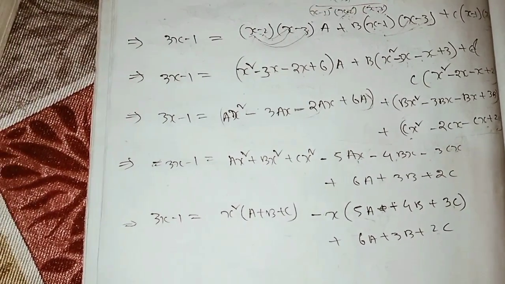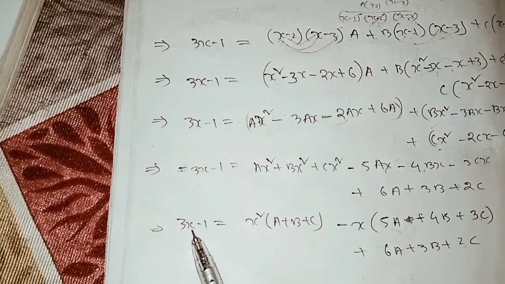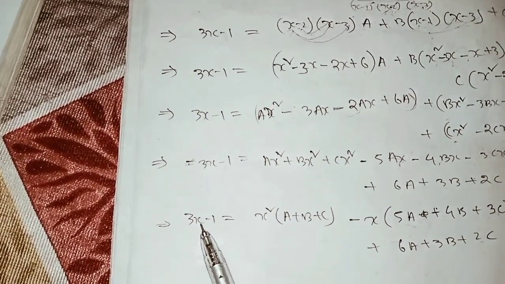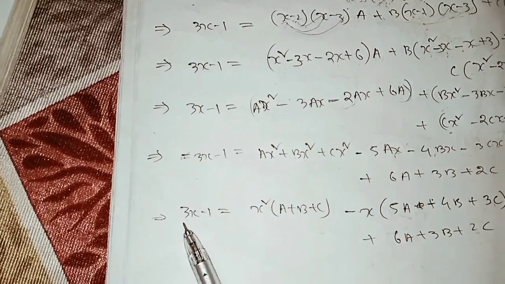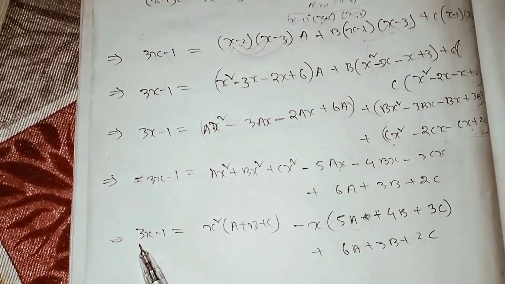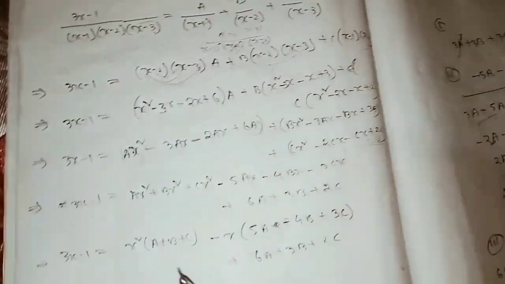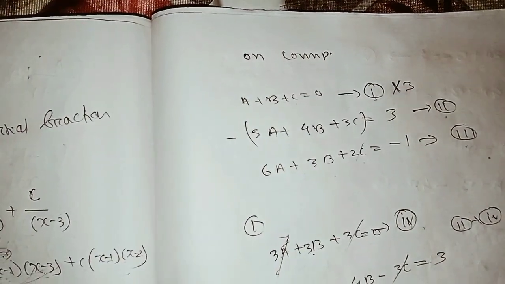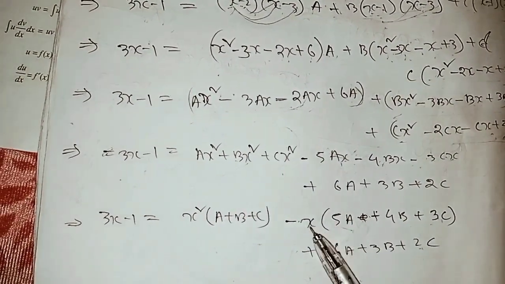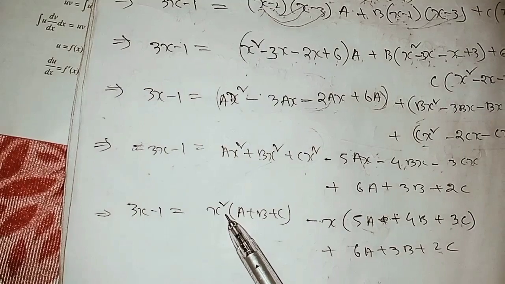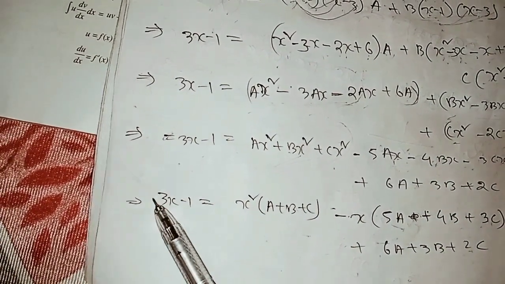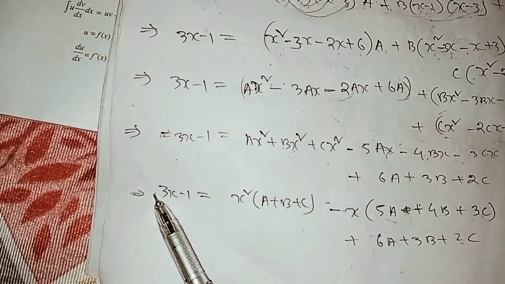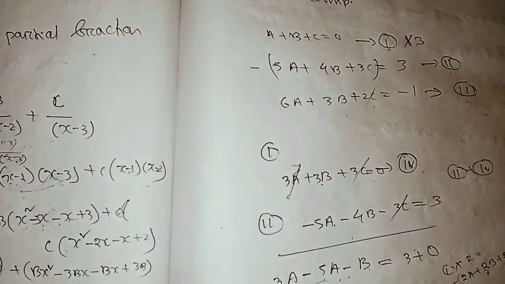Okay, on the left of the equal sign you can see the coefficient of x is 3. So we just have to compare. On comparing, you can see a plus b plus c is equal to 0, because this is the coefficient of x square, but there is no x square term on the other side, so that's why you have to write 0.